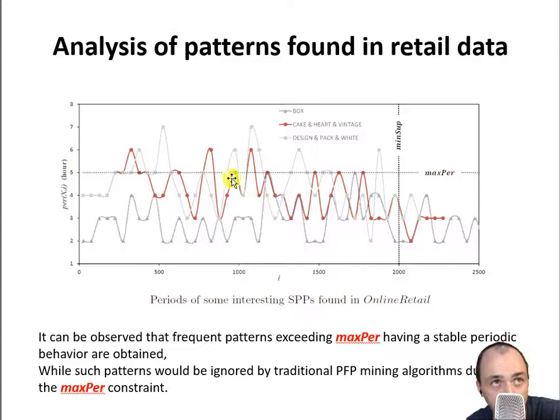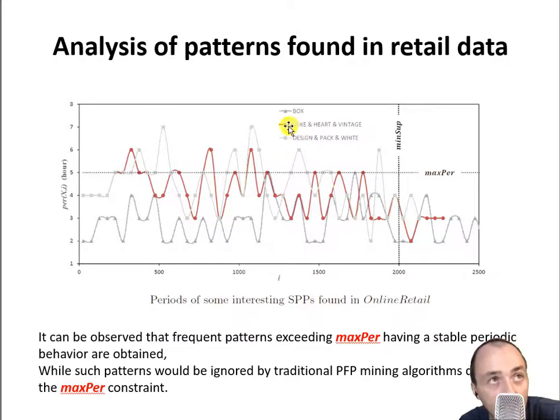We set the maximum periodicity, for example, to 5. I think it's 5 months or days. And we see that box is always below the maximum periodicity. So the periodicity of each period, here is a 3, here is like 4, and so on, always below the maximum periodicity. So this pattern is periodic, even if we use the traditional algorithm.